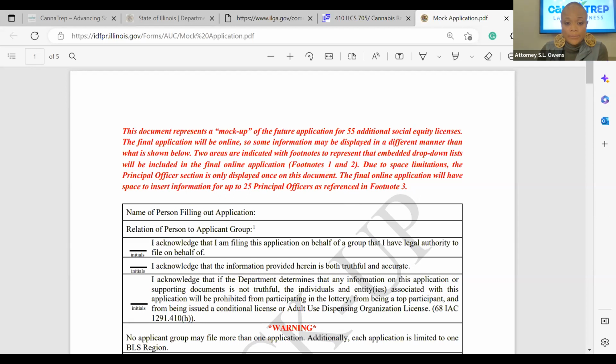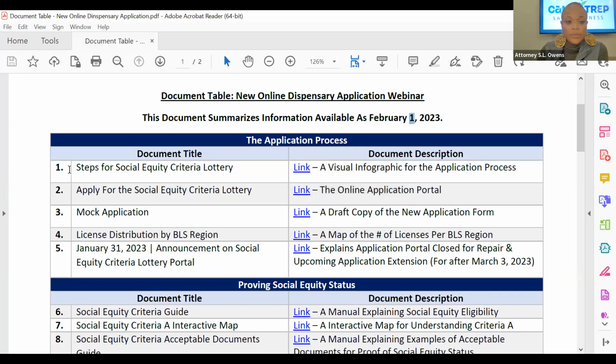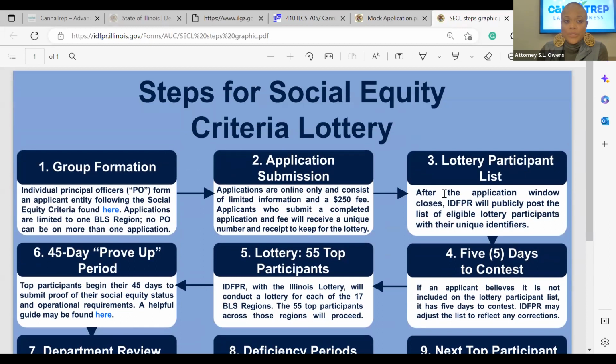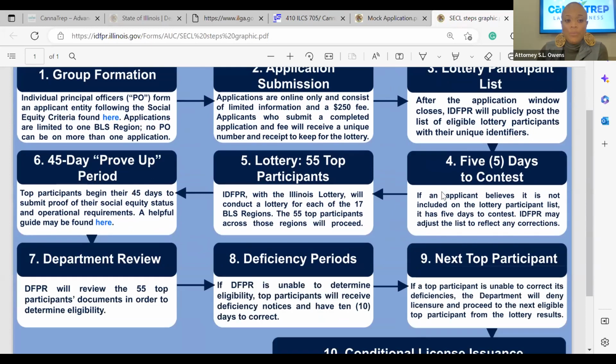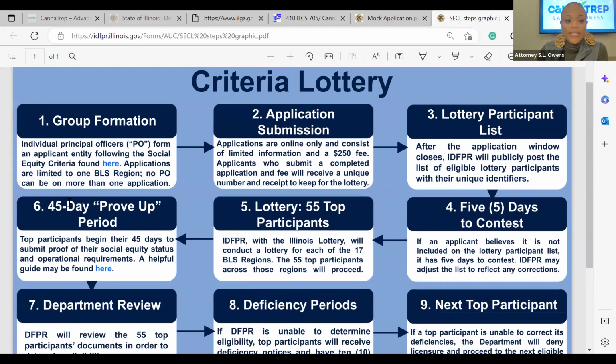So let's pull that up together. Steps for social equity criteria lottery. Are my steps showing, Tricia? Yes. Okay, awesome. So you want to know when you have to show proof of your social equity status. If you read this document under number 6, it says you have to show it after they post eligible lottery participants. Number 3, number 4, not till 6.